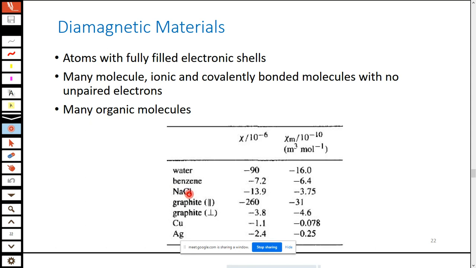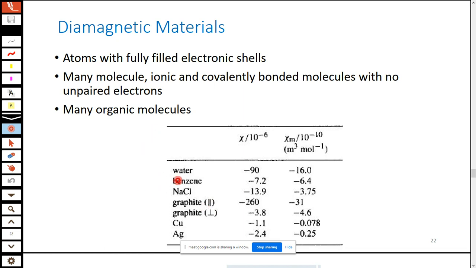Then the water molecule is also diamagnetic. Nitrogen is also diamagnetic. Carbon in graphite form is also diamagnetic. But again, you see here the diamagnetic property is a bit anisotropic. Graphite is a layered structure, a hexagonal layered structure, which has two different directions: the hexagonal plane and the perpendicular direction. So the diamagnetic susceptibility is actually anisotropic in this material.